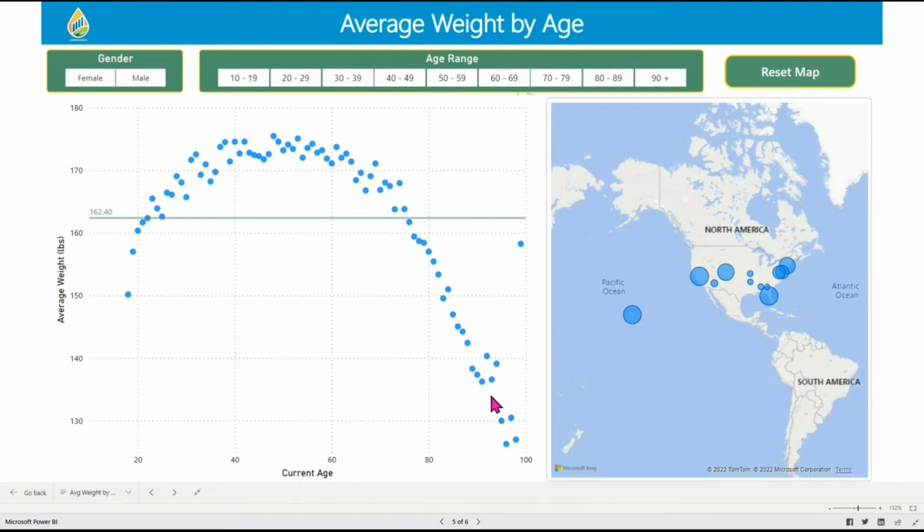So right there at age 60, we start to see that people either lose weight or the heavier people die and are removed from the population. So that's why the average weight for the population goes down over age 60.